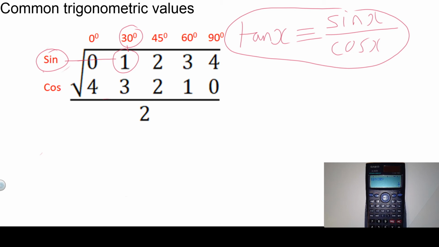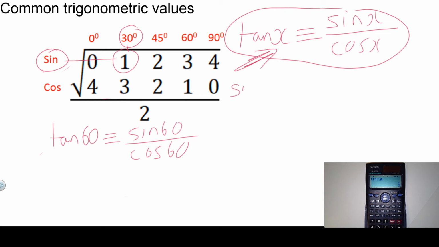So now that we know that, let's work out tan 60. We know tan 60 is identical to sine 60 over cos 60. That's according to this formula. So it's not a formula, it's an identity. So let's focus on the numerator, sine 60. Well, what is sine 60? Just work over here. Sine 60.